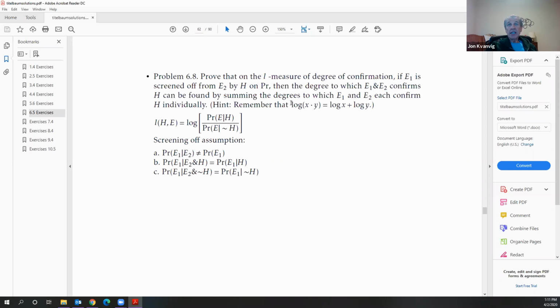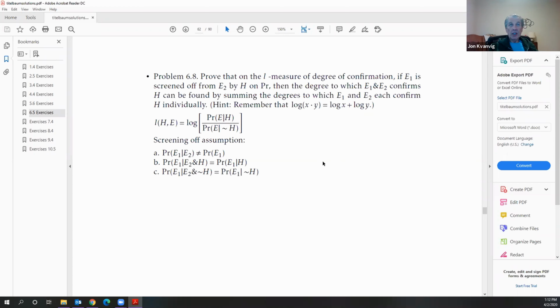And he gives us a hint. Remember that when you sum logs, that's the log of the product. So we're just going to work with the log of the product and remind ourselves that by proving that the log of the product is the same as the conjunctive confirmation, we will have solved the problem, because we can turn that back into an addition problem. I'm just going to prove the multiplication one and leave that last fact alone.